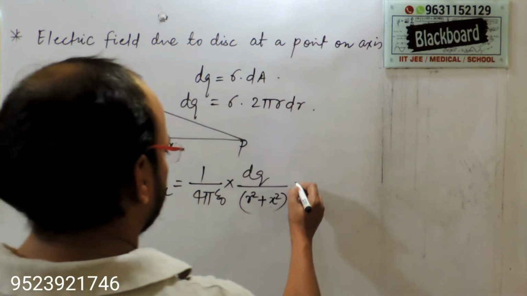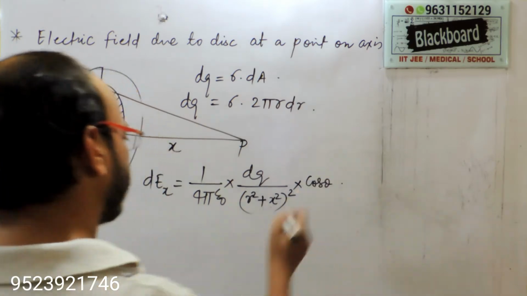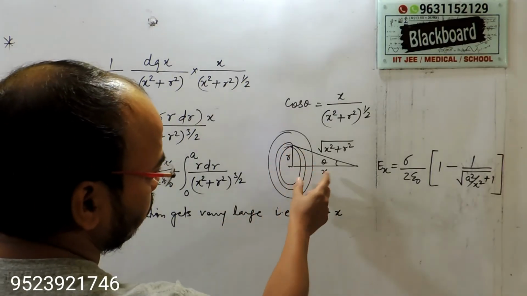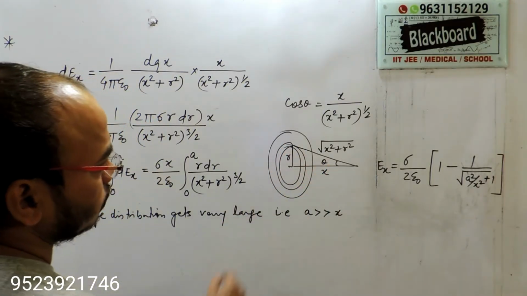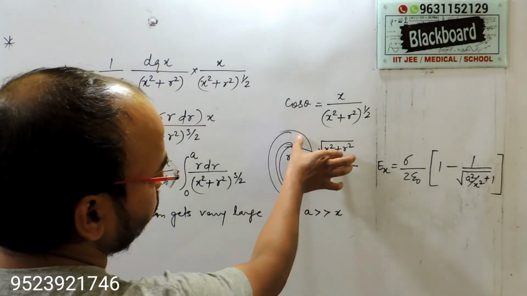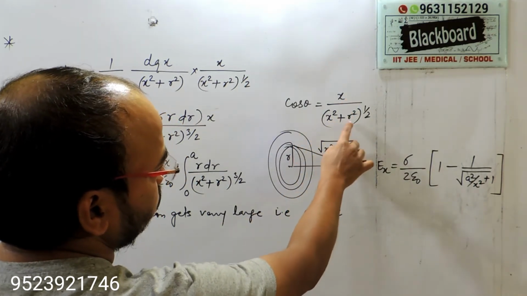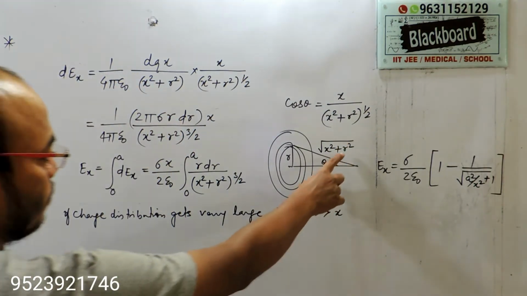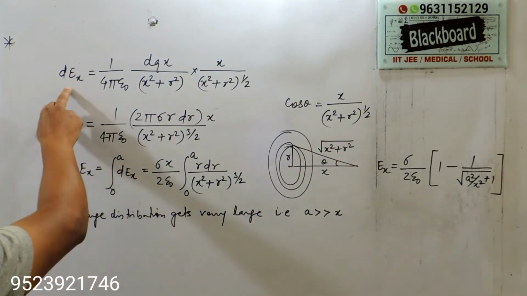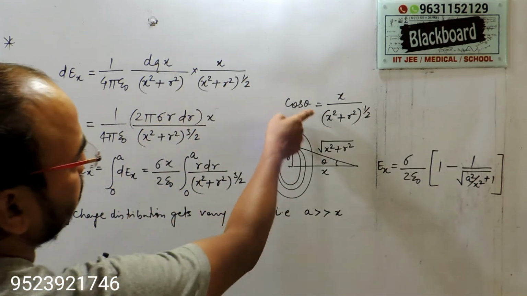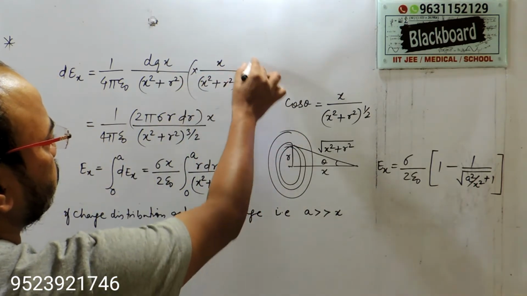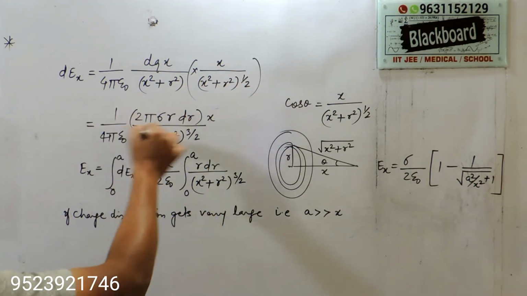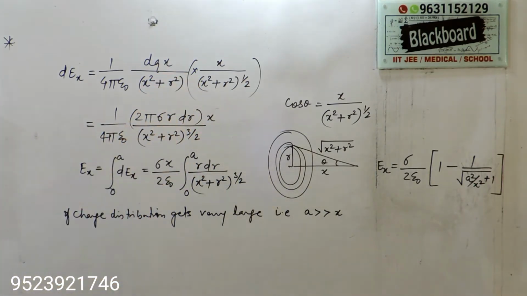So using cos theta you can write here. In the given figure, this is r, this is theta, and this is x. Cos theta will be base by hypotenuse, that means x by (x square plus r square) to the power half. Here this is base and this is hypotenuse. dEx along the x-axis, we substitute cos theta here, and after simplification you will get this.